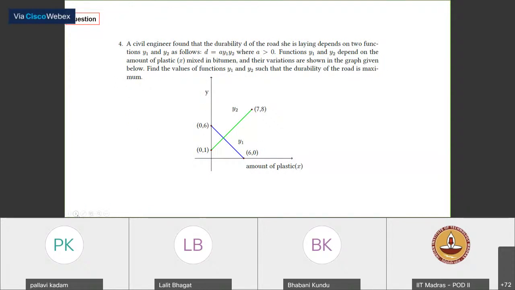So a civil engineer found the durability D of the road she is laying depends upon two functions y1, y2. Basically, the combination of two functions is quite important. It looks like so: D equals a y1 y2, where a is greater than 0. Fine. So the functions.